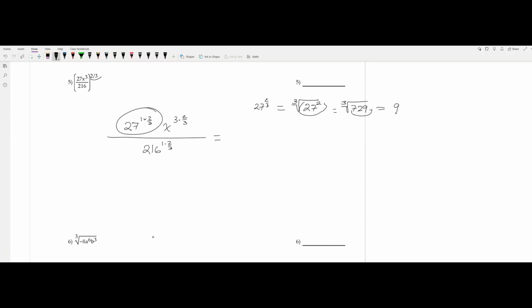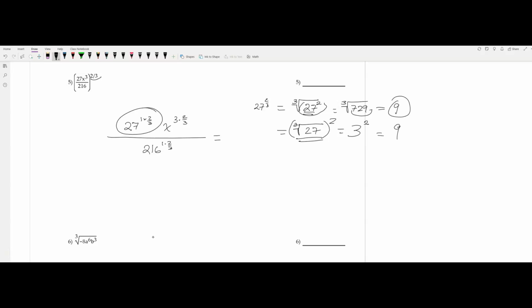So 9 is your answer. But now let's look at another way. Note that 27 is also a perfect cube, 3 times 3 times 3. So I can rewrite this as the cubic root of 27, and I know that's going to give me 3. And then I have the luxury of putting the 2, the exponent, on the outside. So here I have an easier time, because the cubic root of 27 is 3, and then 3 is raised to the power of 2, and then you have 9.